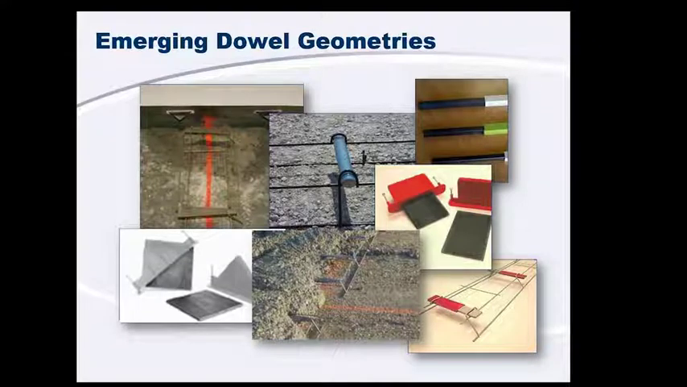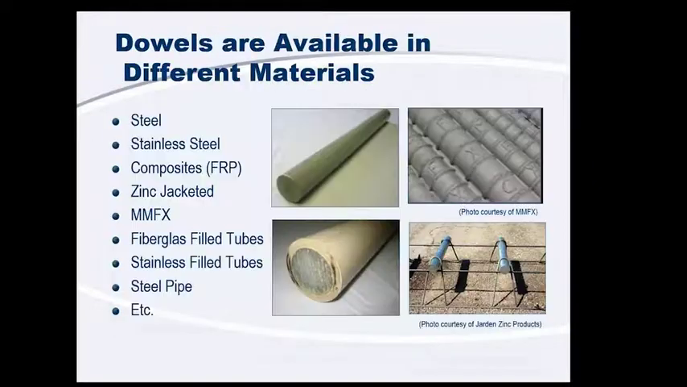There are a lot of emerging technologies as well. You can see here there are a lot of different forms of plate dowels that are coming out, a lot of different materials for dowels. Plate dowels have actually been used a lot in industrial floors. We've seen them used a lot there. Occasionally they have been used in pavements as well. But there are a lot of different materials that are evolving our dowel designs as well.